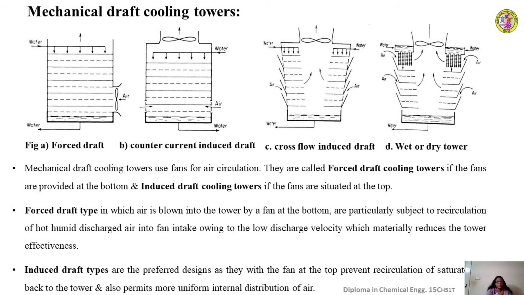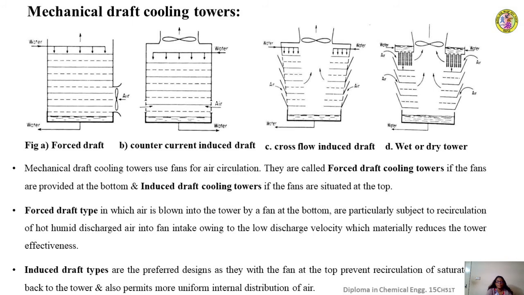Figure B shows the countercurrent induced draft tower. So here you can see that the fan is fixed at the top, which induces an upward flow of air, that is, from the air inlet at the bottom to the air outlet at the top.